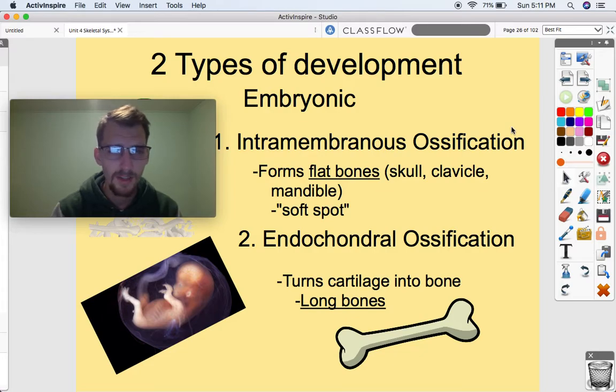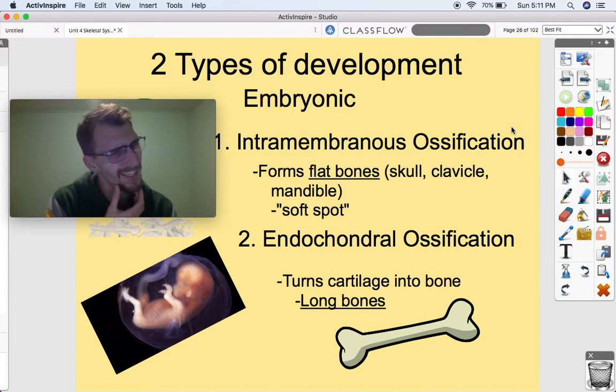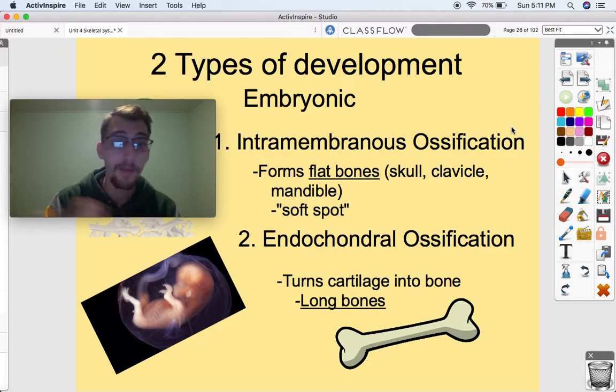All right, and there's two types of ossification during embryonic development. One is called intramembranous. Intra means within, and membranous refers to membrane, so this happens within a membrane. And we'll look at a diagram of intramembranous ossification later on. But what you need to know is that intramembranous ossification produces flat bones, like your skull, clavicle, mandible. Is it your mandible? I don't know. I'll have to look that up. But anyway, it forms flat bones.